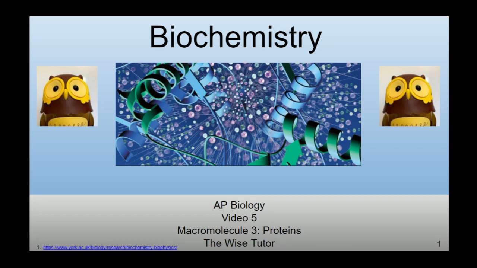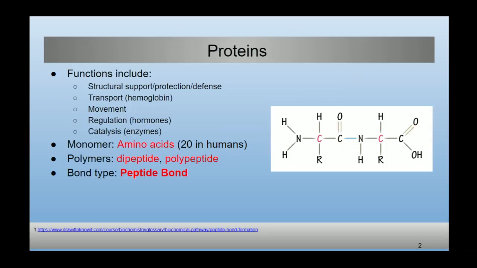Today's video is our 5th video in the AP Biology sequence where we're going to be talking about proteins, our 3rd macromolecule. So proteins have a variety of functions within the body, honestly too many to list, but I just listed a couple. They give structural support and protection and defense for a lot of organs and structures themselves. They also help transport substances and nutrients around the body.